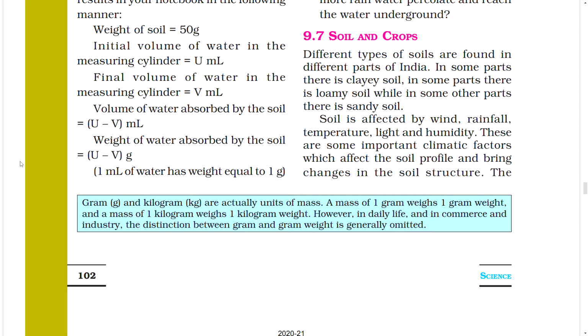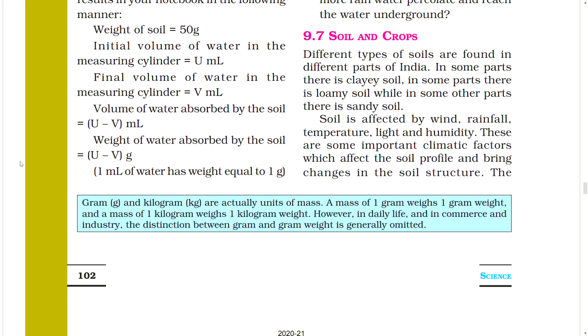9.7 Soil and crops. Different types of soils are found in different parts of India. In some parts there is clay soil, in some parts there is loamy soil, while in some other parts there is sandy soil. Soil is affected by wind, rainfall, temperature, light and humidity. These are some important climatic factors which affect the soil profile and bring changes in the soil structure.